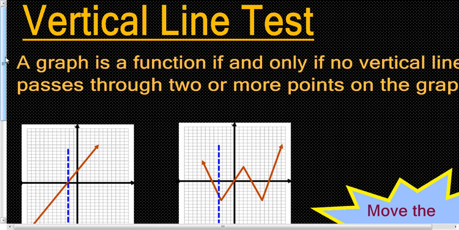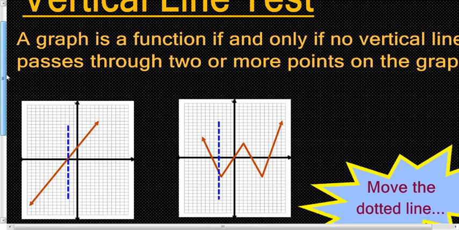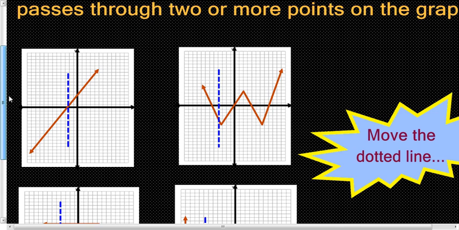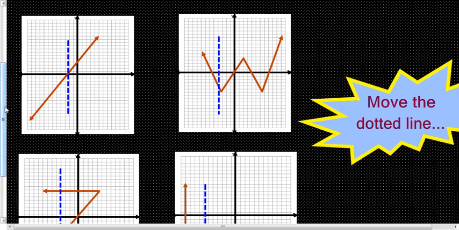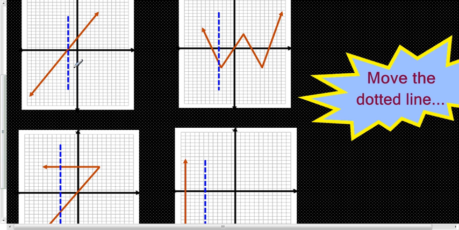One way you can tell if a graph is a function or not is by using the vertical line test. If a vertical line passes through 2 or more points, then you know your graph is not a function. If I show you these 4 graphs below, this first graph here is a function because a vertical line is only going to cross at most one time. This W-looking graph is also a function because a vertical line will only pass through one point of the graph.